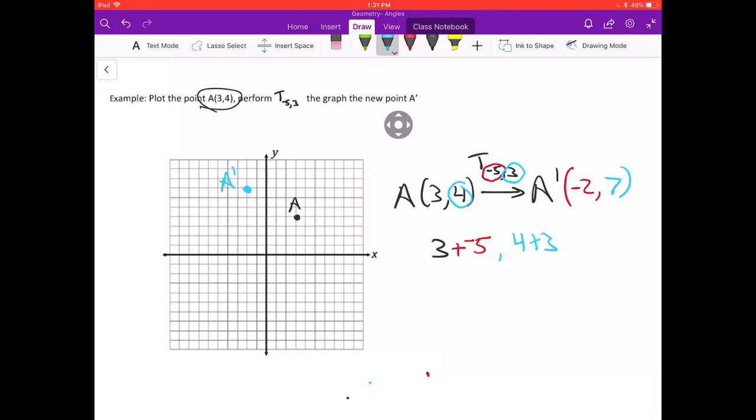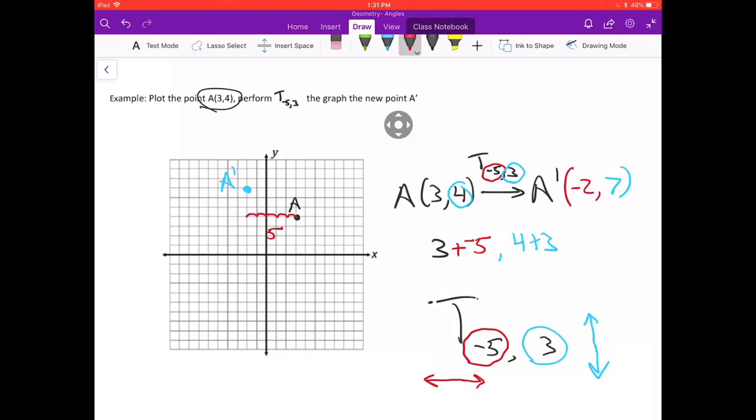Now, basically what a translation does in a slide, if we look at the translation notation itself as capital T with -5, 3, the first number, -5, tells us how far either to the left or the right we're going to move, and the second number, 3, tells us how far up or down we're going to move. So if you look at point A to A prime, we move to the left 5 spaces, and we actually move up 3 spaces. So you could do it on the graph if you wanted to.